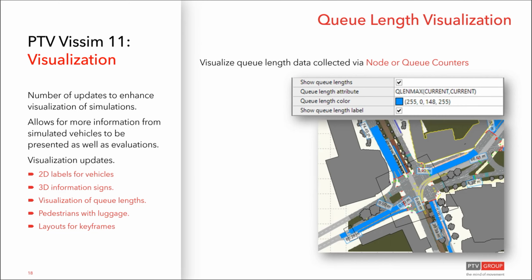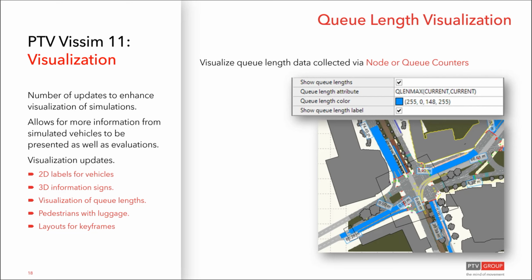Okay, another feature that we've implemented is the ability to visualize queue lengths. And this can be done either by using node evaluation or by using individual queue counters. So this will help you to identify where you have spillback potentially within a junction, or just visualize how long queues are at certain intersections.